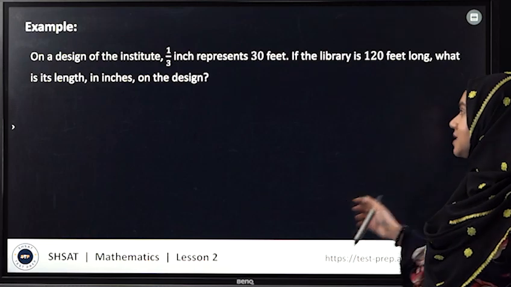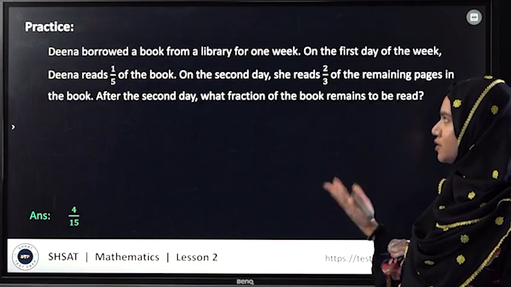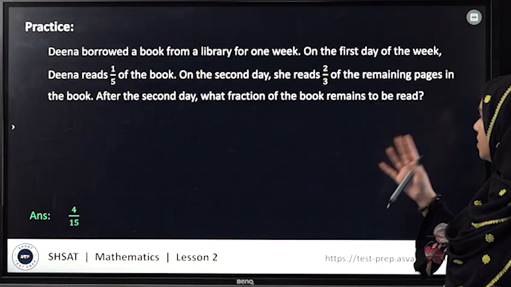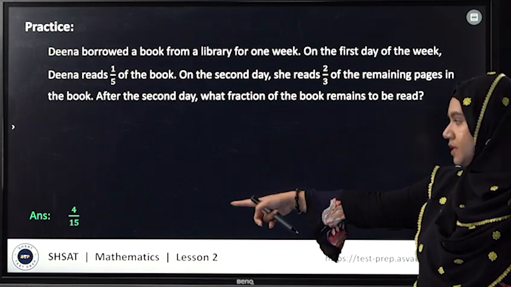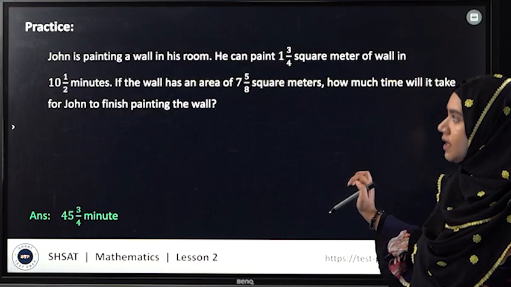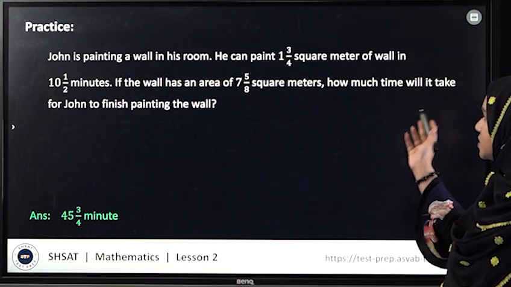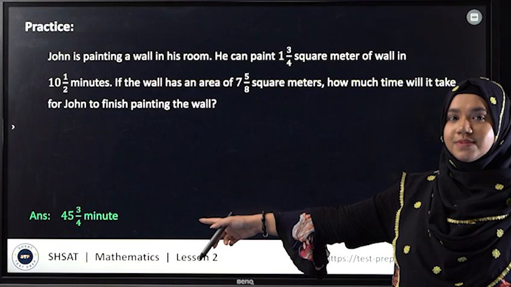And if you did, here are 2 practice materials. As you can see, here is one to figure out something related to books and Dina from a library. Make sure you do get 4/15 here. And here is another question, as you can see, figuring out the time, okay?